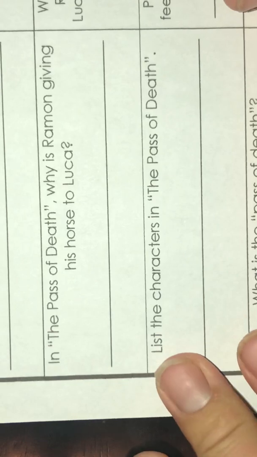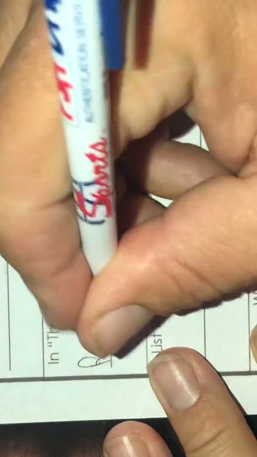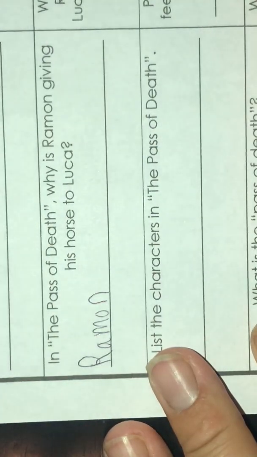Okay, let's go ahead and look at the comprehension. Hopefully you already watched the video where I read both of the stories. You need to answer two questions of your choice. In the passage, why is Ramon giving his horse to Luca? Okay, make sure you're doing complete sentences here. Copy the question: you're copying a part of the question in your answer.